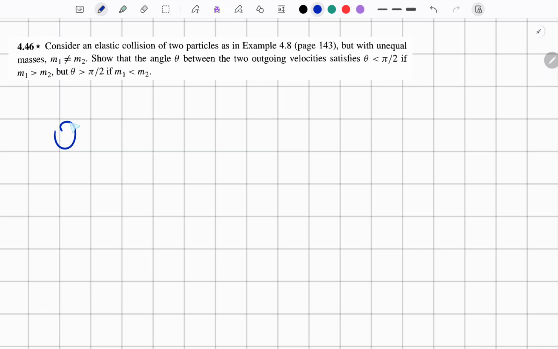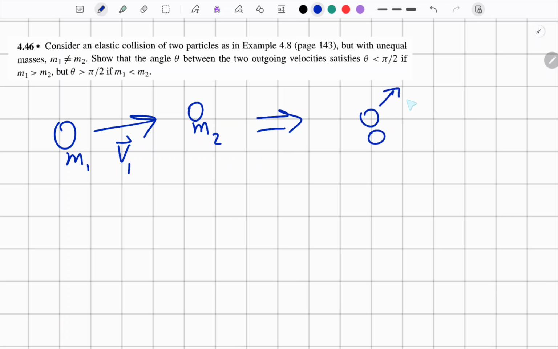So what that's going to look like is we're going to have a mass 1 that's moving with an initial velocity, and we have a mass 2 over here, and once it interacts with mass 2, we're going to have a final velocity of both of these, v1 prime and v2 prime. And we want to find, okay, what's this angle between them?